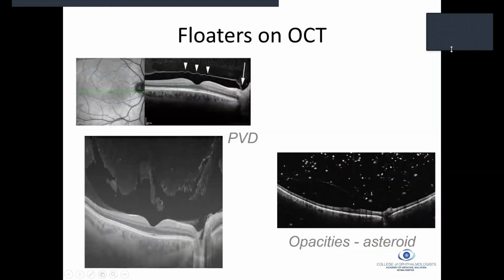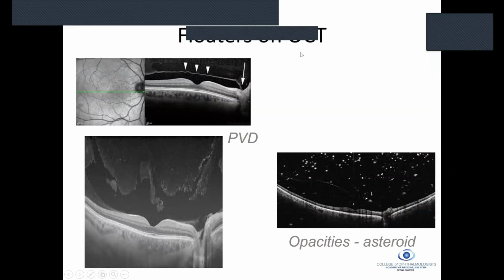So it could also make it difficult for us to see the fundus, but the patient would not be complaining of floaters. And even on OCT, if you're looking above the retina, sometimes we forget to look for it. We're always looking for vitreomacular traction or something else or membranes.